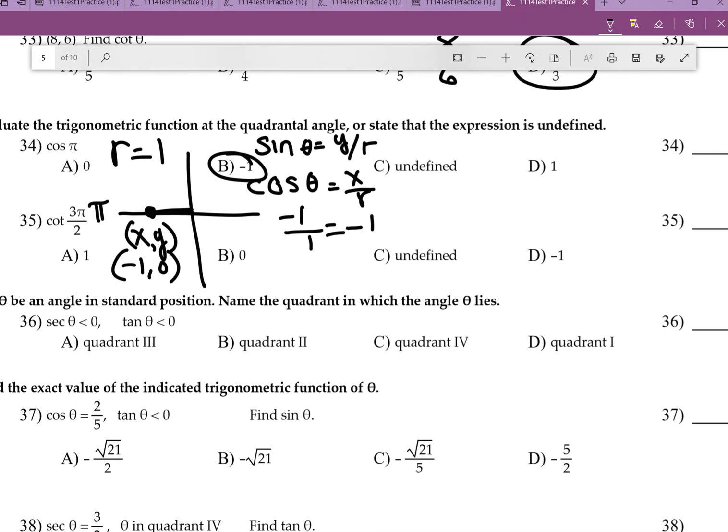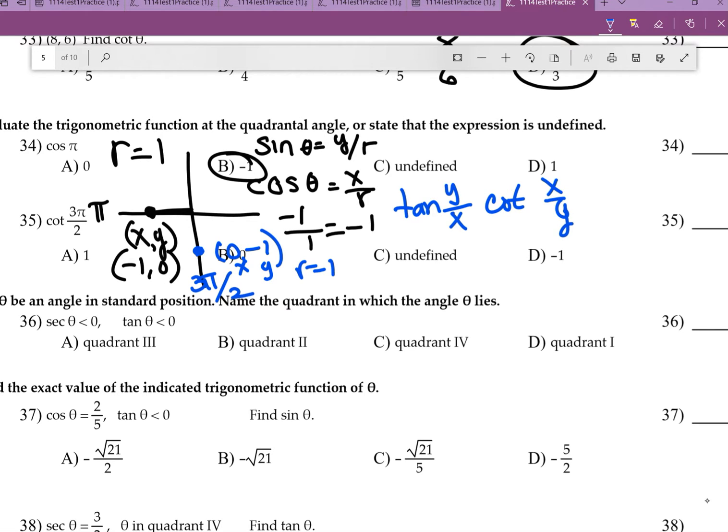Okay, and you repeat the same process for the next one. I'll change the color so I don't have to redraw. So for the next one, you have the cosine of 3 pi over 2, which we know is sitting over here. Well, if that's the case, then this is the point 0, negative 1, so I have x, I have y, and I have r equal to 1. If it is cotan, well, first of all, tan we know is y over x, so therefore cotan is x over y. If that's x over y, then I have 0 over negative 1, which in this case should be answer choice B.